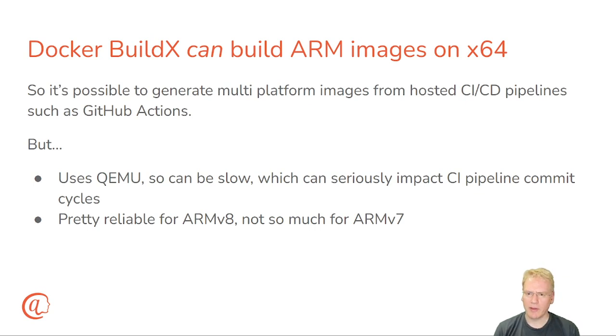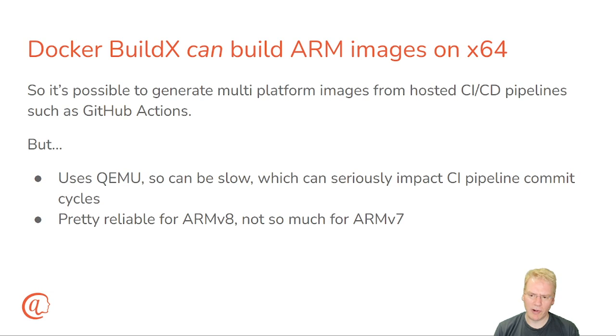With Docker, there's a part of Docker called BuildX, which is the latest build environment. It can build ARM images on x86 64-bit. What that means is it's possible to generate multi-platform images from hosted CI/CD pipelines, such as GitHub Actions. But there are a few gotchas. It uses a thing called QEMU, and that can be slow. That slowness can then affect commit cycles within CI pipelines. I'd also note that it's pretty reliable for ARMv8, but with Dart, not very much so for ARMv7.